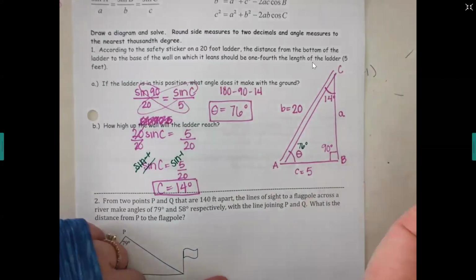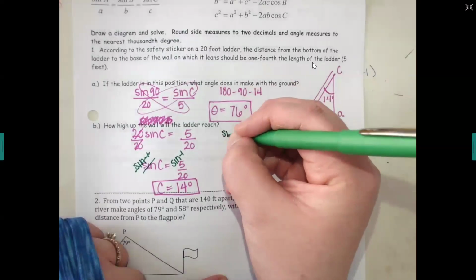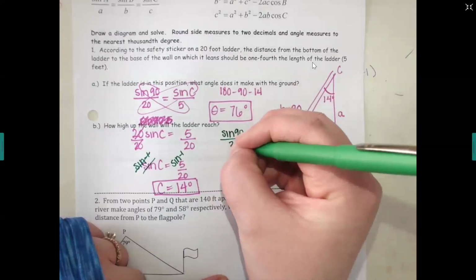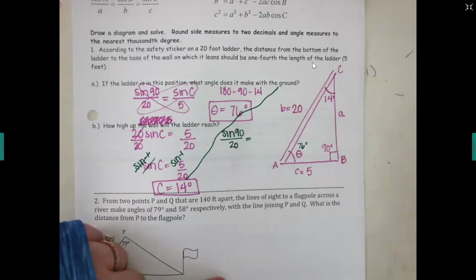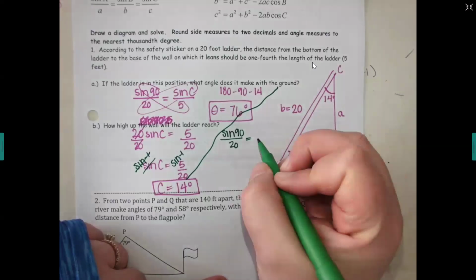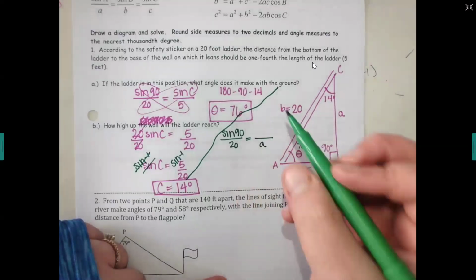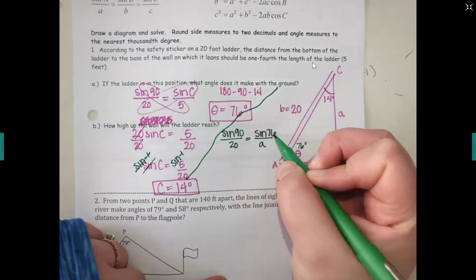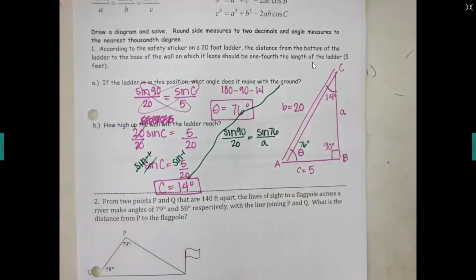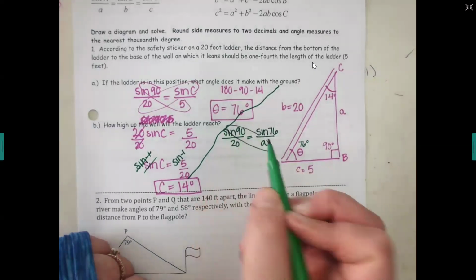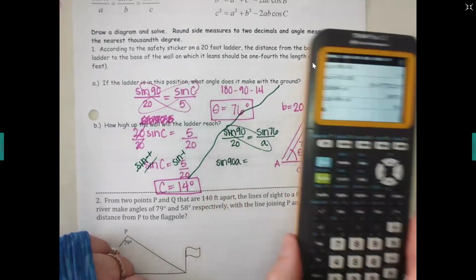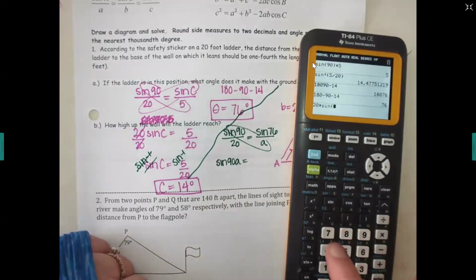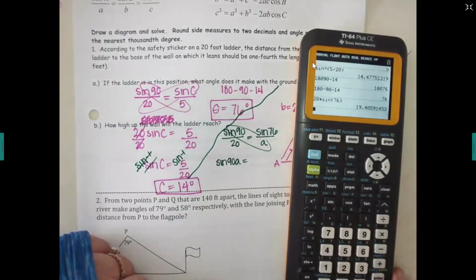So let's do it. I'm going to start with sine 90 over 20 equals. And then for my side A that I'm trying to find, little a goes on the bottom, which means sine big A would go on the top, which is 76. Okay, then remember from there, you're just going to cross multiply. So sine 90 times A is going to be sine 90A. 20 times 76 is going to give me 19.4.